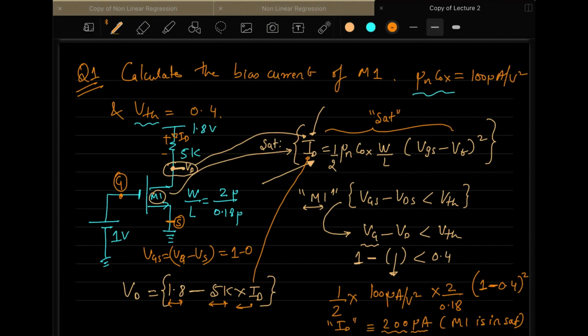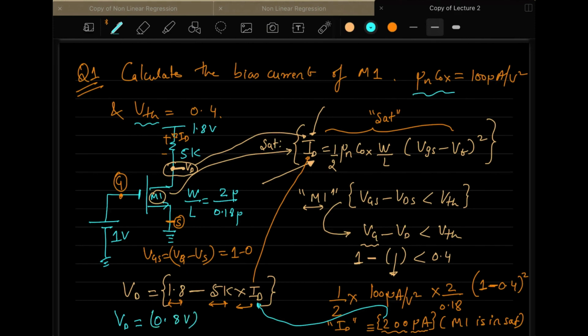So if it is in saturation, let's prove it now. So this is your 200 microamperes. What you do is feed this 200 microamperes here. Once you substitute this 200 microamperes here, the value of VD comes out to be how much? The value of VD comes out to be 0.8 volts.